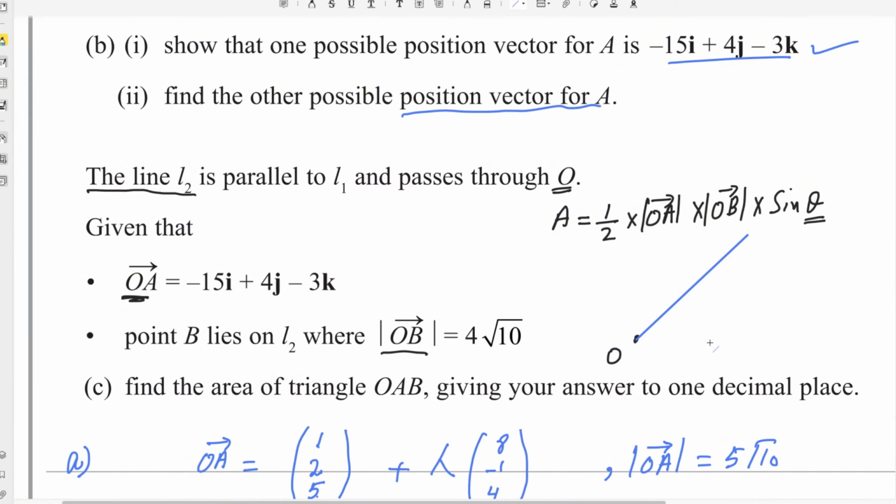This is line L1 and the other line is parallel to this line L1. Maybe line L1 is somewhere here, or maybe it is on the top. That is your choice where you want to take it. So I'm drawing it here. These two lines are parallel.